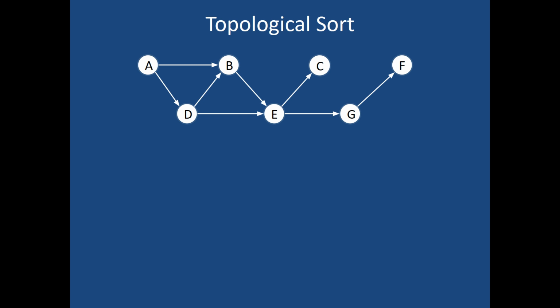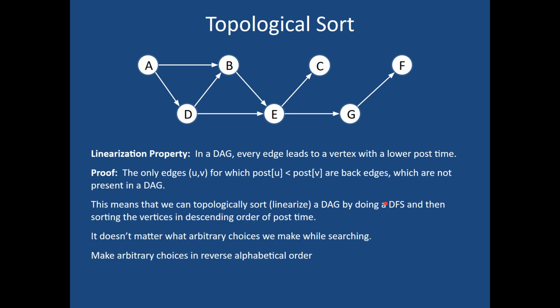Using the post times from depth first search. So just to remind you, let's do a depth first search on this graph. I think I'm doing reverse alphabetical order here, so G gets the one. We've done enough of these now, I'm going to go through it fast. So we just did some order, and we ended up with that depth first search.